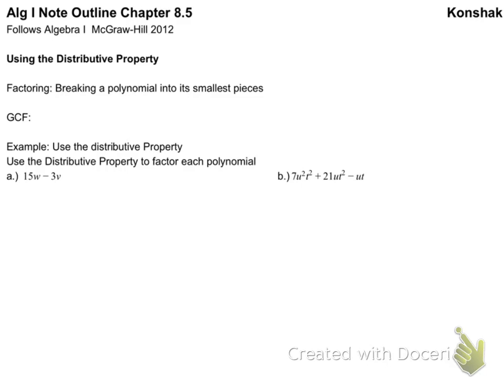So factoring, guys, is breaking a polynomial into its smallest pieces. So what would it look like when I took all of it apart into its multiplicative parts, so that if I multiplied things back together by foiling or distributing, I get the answer that I start with, or before I factor.